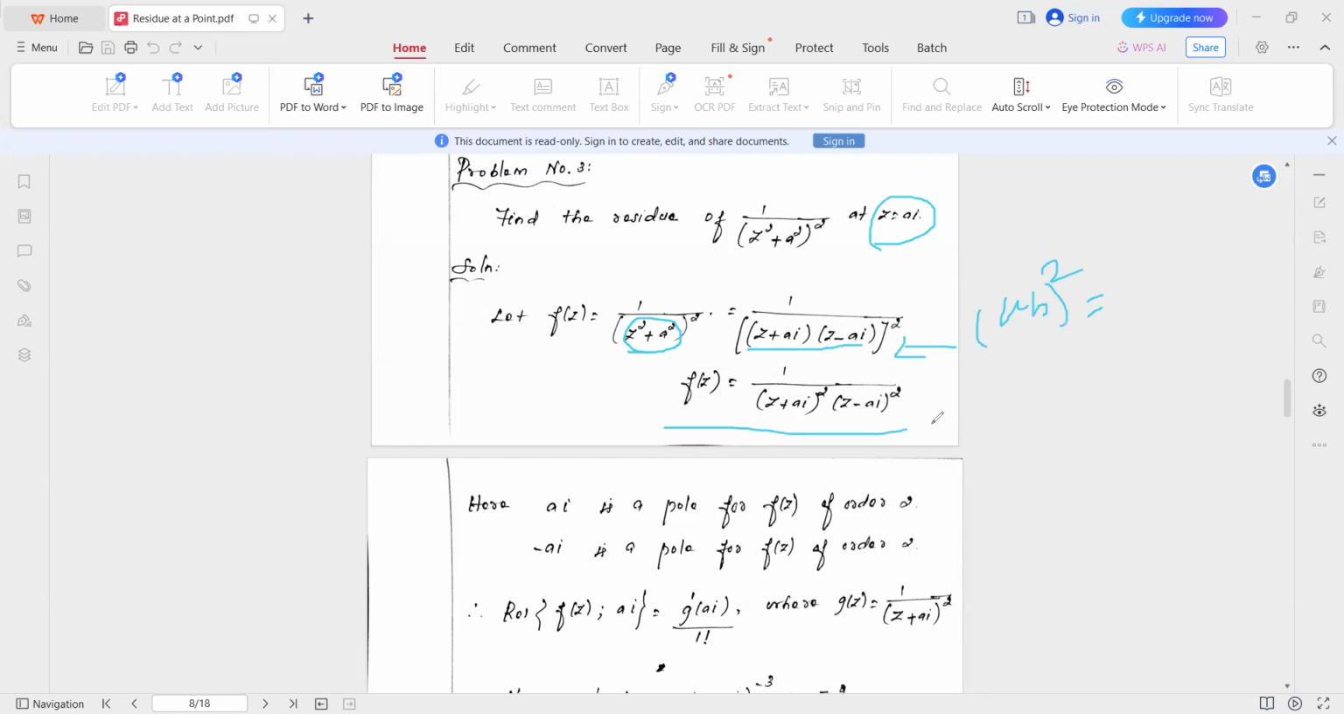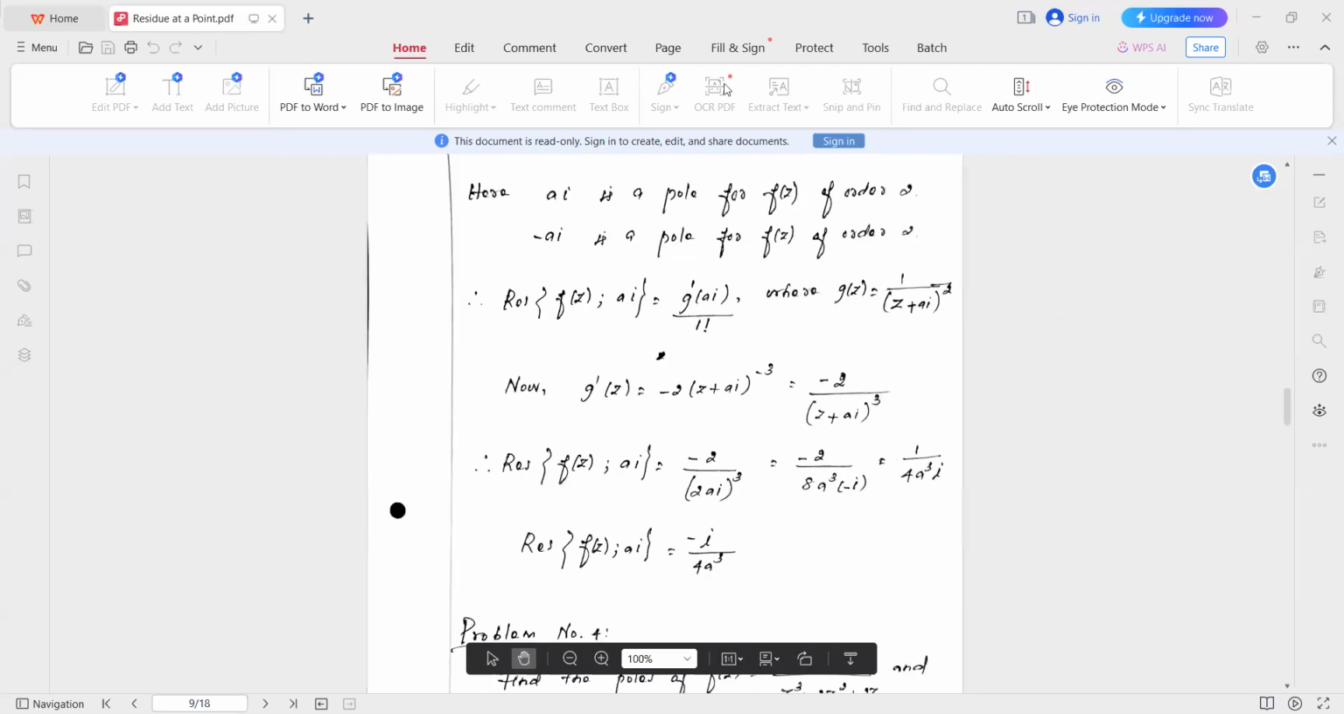So what are the poles for the given function f of z? ai and minus ai. But they are not simple poles. They are poles of order 2. ai is a pole of order 2. Similarly, minus ai is also a pole of order 2. But they asked to find the residue at the point z equal to ai only. So, residue of f of z at the point ai.